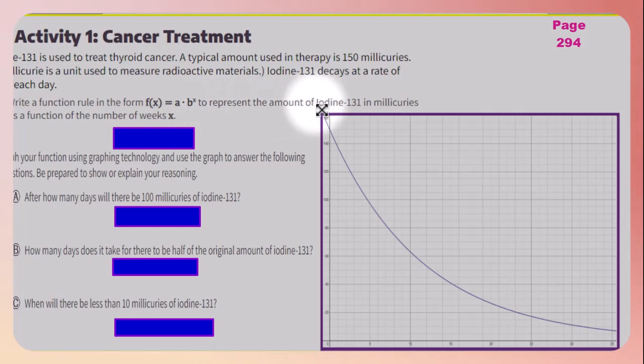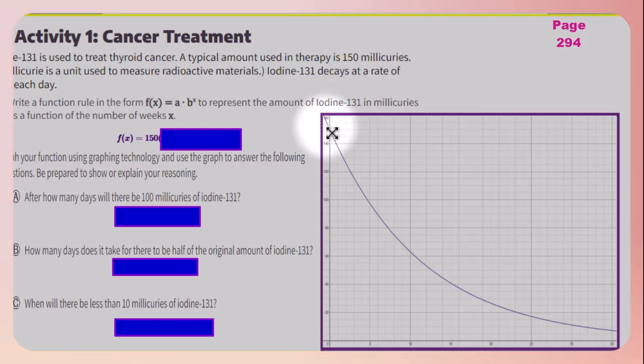Now we're going to represent the amount of iodine 131 in millicuries as a function of the number of weeks. All right, so how much do we start out with? Look at this amount on the y-axis. Start with your function notation f of x equals, you start out with 150. Make sure you're looking in your book. It's hard to see on the slide. There's 140, there's 160, this is 150. And we're multiplying it by, now look at the rate of decay. That's 8.3.